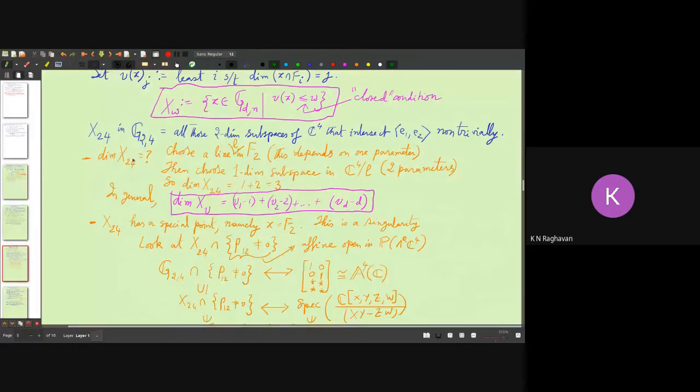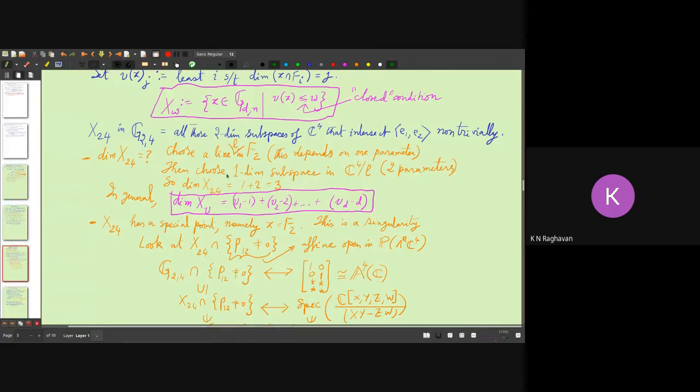Using this, suppose I want to compute the dimension of X_24. How do I do this? Here is an intuitive or heuristic way of doing it. What are the conditions? It must intersect this in a line. Of course, it could be the plane e1, e2, but that's the degenerate case, so it's not going to happen. For a generic element of X_24, it's going to intersect this only in a line. So I choose that line in F2, where F2 is this e1, e2. And how can I choose a line in F2? This is like choosing a line in 2-space, that's like P^1, so it's one parameter.